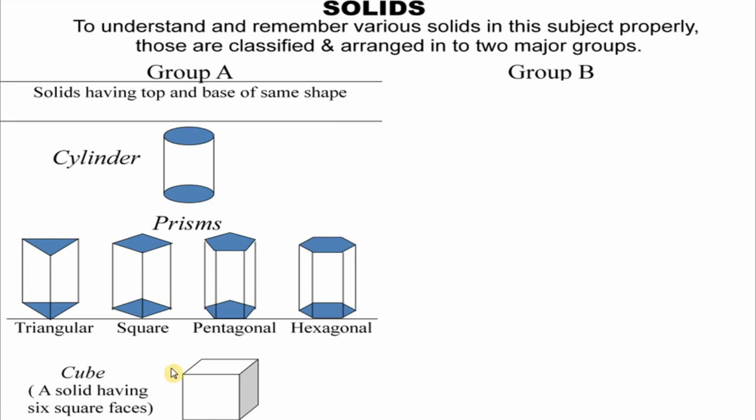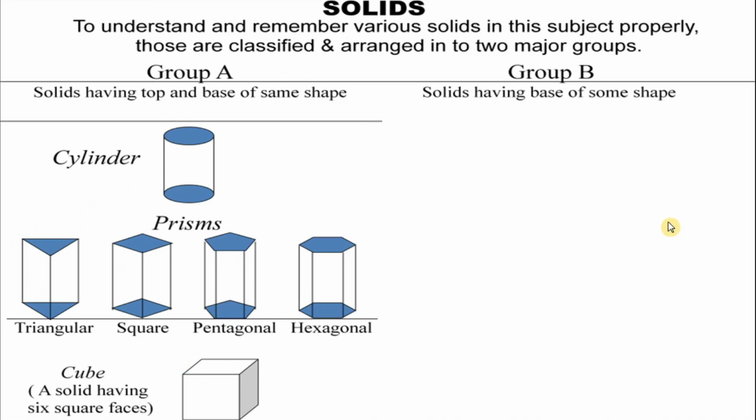And the next one is a cube. So cube is a solid having 6 square faces, among which the top one and the bottom one are in the same shape. That's why it satisfies the condition of Group A. But the lateral surfaces also have the same shape and size as the base. The cube is otherwise called hexahedron.